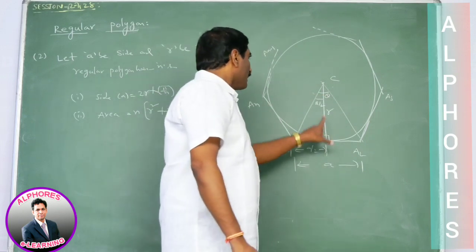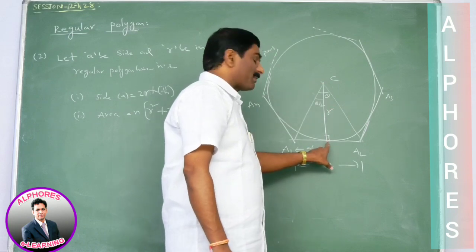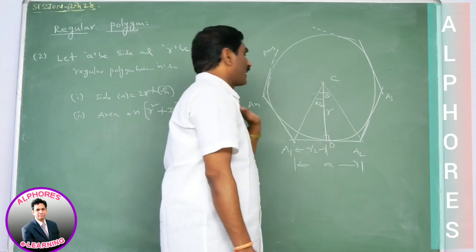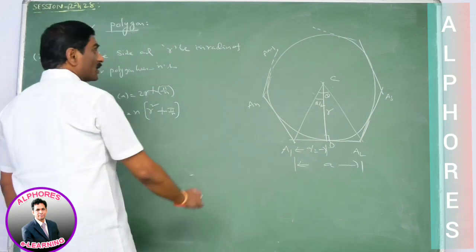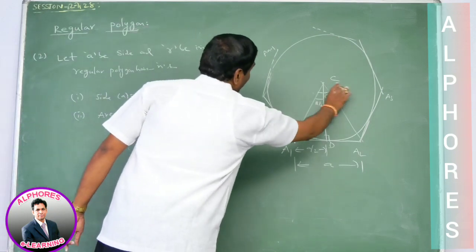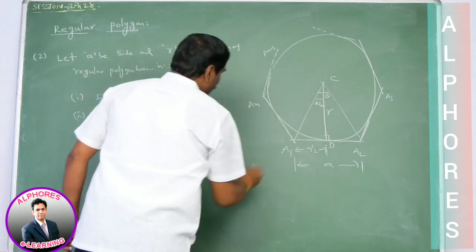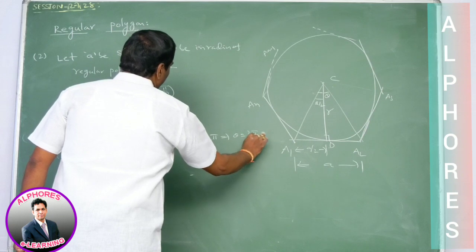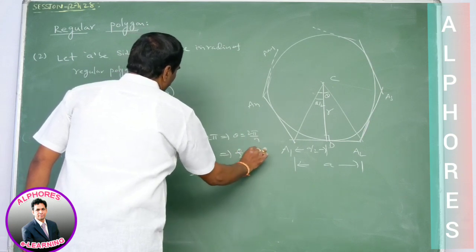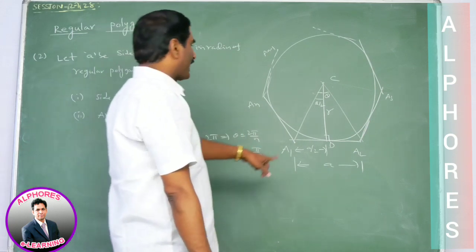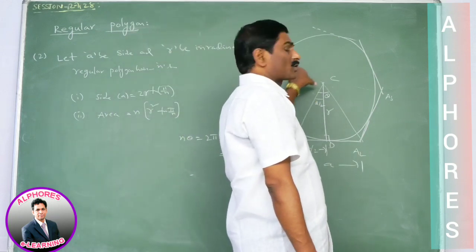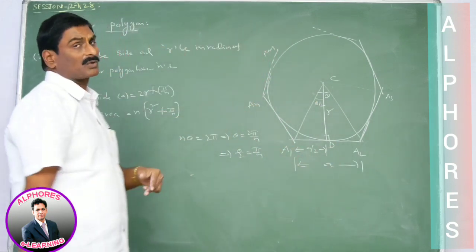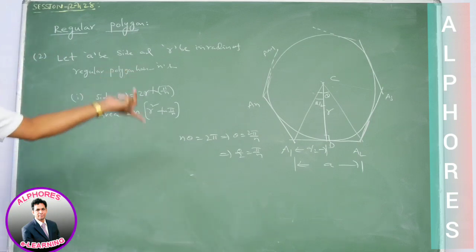The side is a units. You draw the projection of C on A1A2. It is the midpoint. That means A1D is equal to a by 2. In the previous case also, theta is one of the angles. We get total angle n theta. n theta is equal to 2 pi. That means theta is equal to 2 pi by n, and theta by 2 is equal to pi by n. This angle is also theta, theta, theta, so on n times. Theta plus theta plus so on n times means n theta. n theta is nothing but the complete angle, which is equal to 2 pi. So theta is equal to 2 pi by n, and theta by 2 is equal to pi by n.